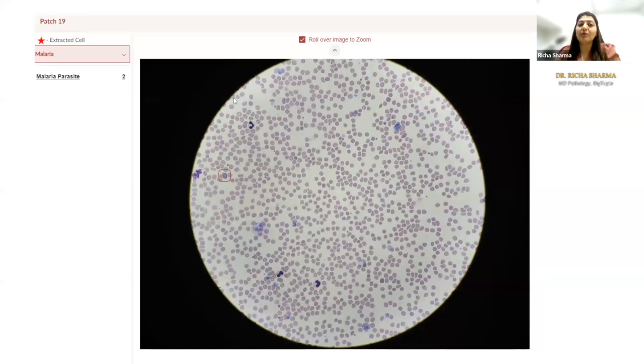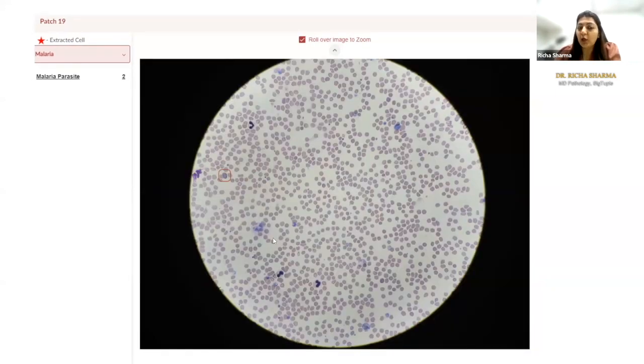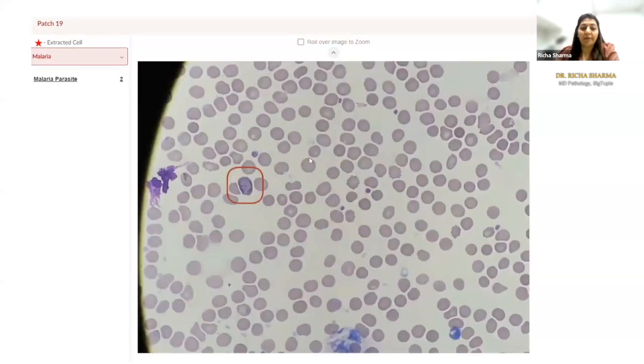You can also use this FOV view as an opportunity to see if the AI has missed any other positive parasite or not. The good thing to note here is that there are a lot of stain marks here, but the AI has ignored all of them. There are a lot of artifacts also. It just picked the right, accurate one. So this shows that the algorithm is really robust and accurate.